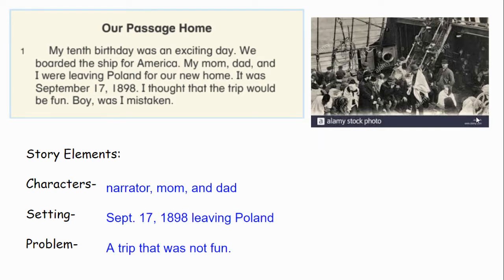Let's look at some of these story elements. The characters in the story include the narrator, which is the main character. It's the person telling the story. So the narrator and his or her mom and dad are the characters. The story takes place on September 17th, 1898, when they are leaving Poland. This is a special kind of fiction called historical fiction. It's a made-up story that takes place in a specific time in history. The writer also sets up a problem in the story. Already, we know that the trip was not fun.